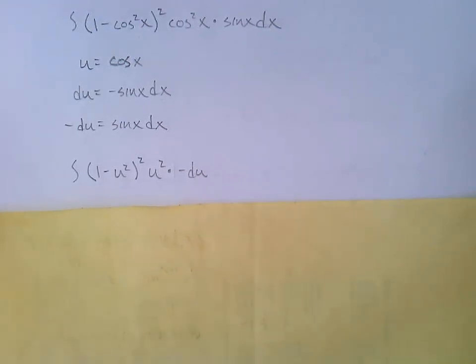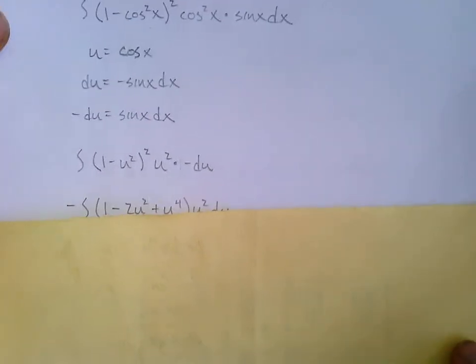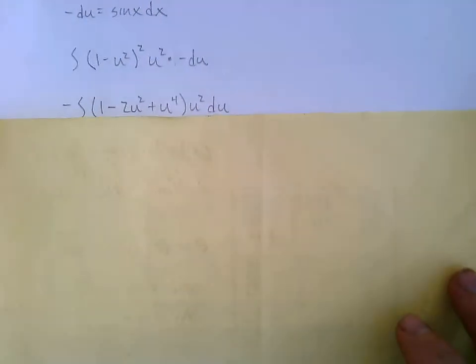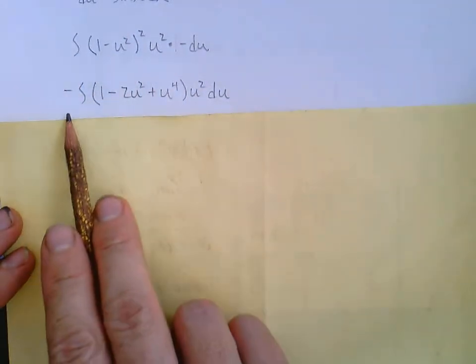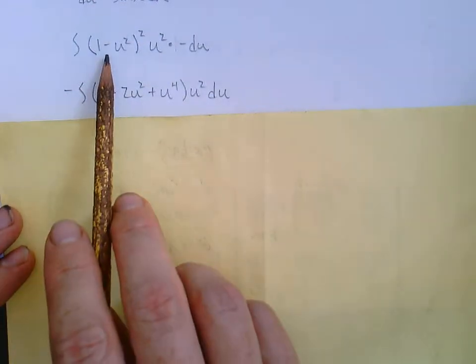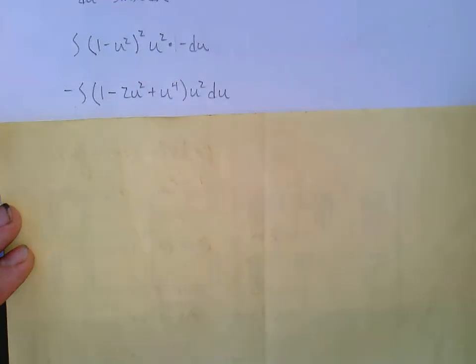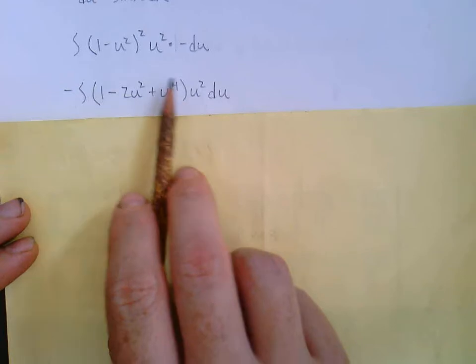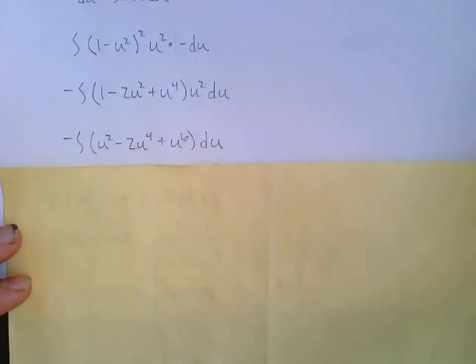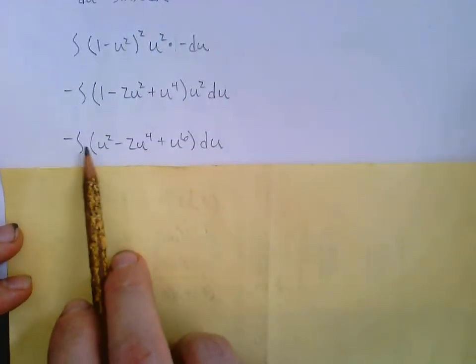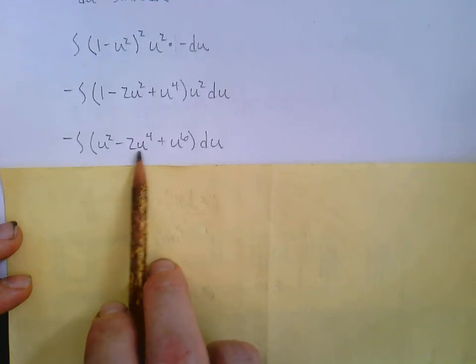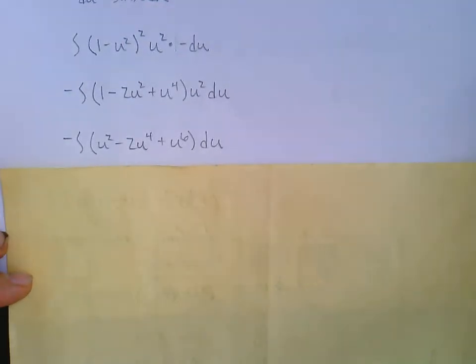Now there's going to be a little bit of algebra to multiply this out, but certainly nothing we can't handle. So from there, maybe I'll bring the negative all the way out to the front. Let's go ahead and FOIL our quantity that's being squared: 1 minus 2u squared plus u to the fourth. And now let's distribute our u squared. Multiplying it all out, we've got the negative integral of u squared minus 2u to the fourth plus u to the sixth du.